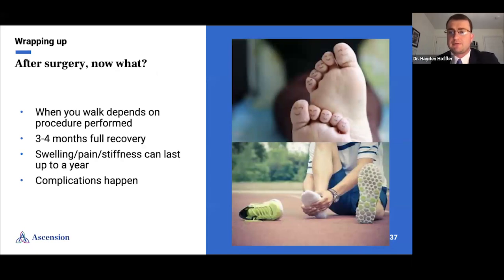And then now what? After surgery, what do we do? So when you walk, I always tell patients, because there's a variety of procedures, both bunion and hammer toe, it depends on the procedure or procedures involved. Remember, there can be multiple procedures performed with both bunions and hammer toes and the rest of the foot. So it does depend on that. So there's not one certain time frame, unfortunately, for them. Like I said previously, it's 3 to 4 months for full recovery. Pain and swelling and stiffness can last up to a year. So remember, I said that before, that it can happen. So unfortunately, they can't just be healed in a couple weeks.